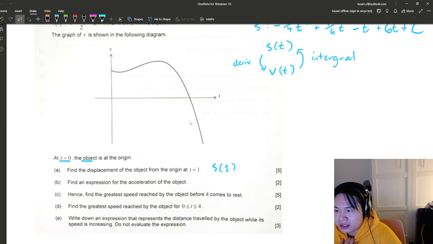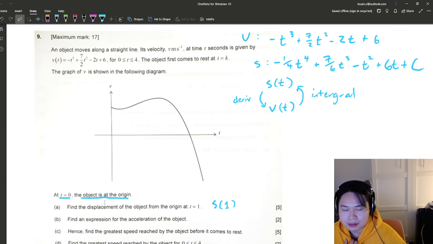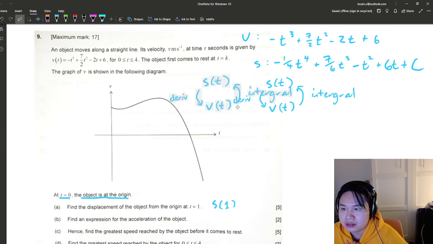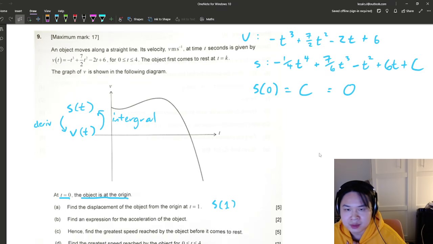At t equals 0, the object is at the origin. Because this one's about velocity, I needed something about the displacement. Okay, so let me just move this out of the way. So this means that at s0, all of these terms with t would go away. I get c. And I know that the object's at the origin, so the displacement should be 0, which means that when you plug in 0 for t, all you get is c, which also means that c is 0.